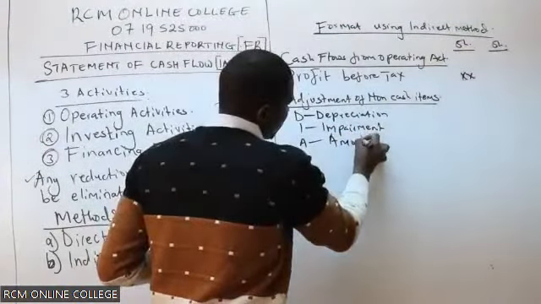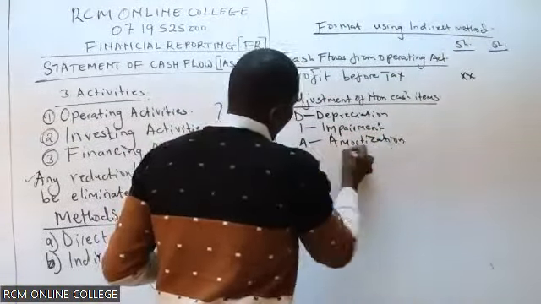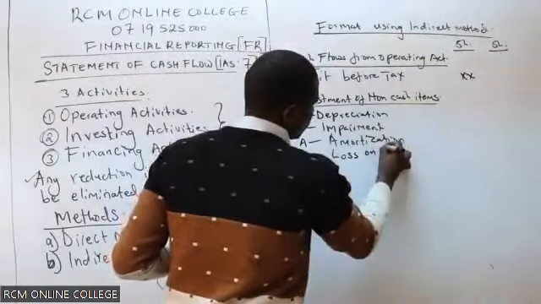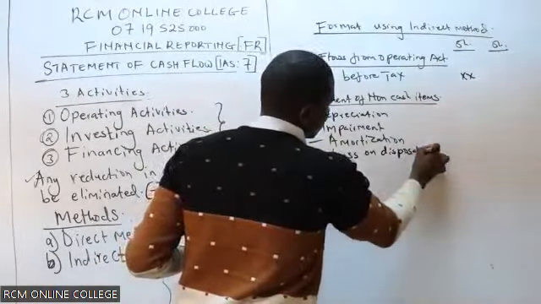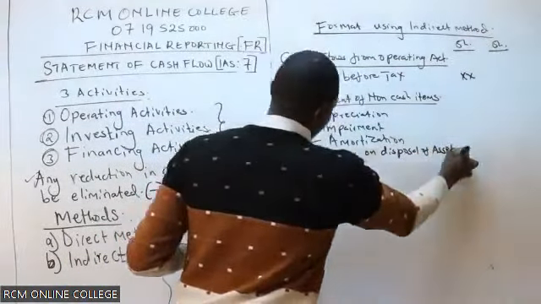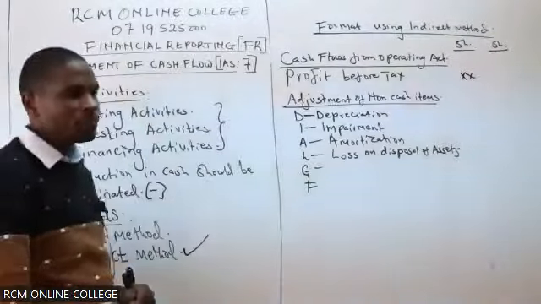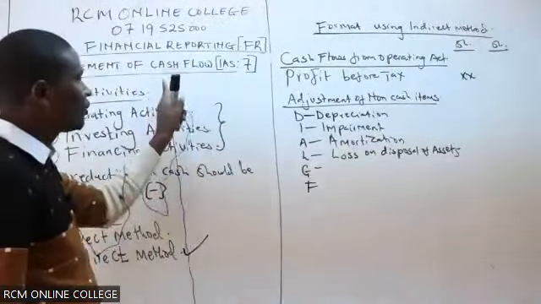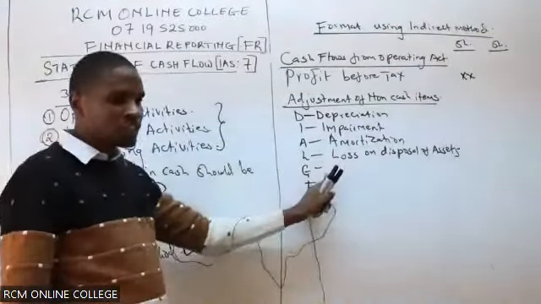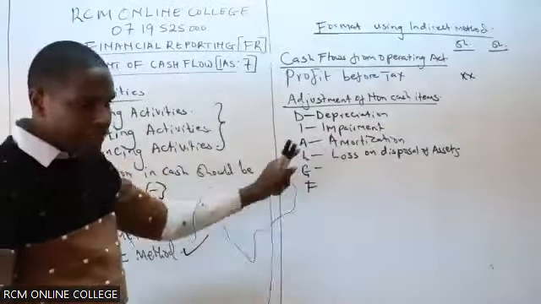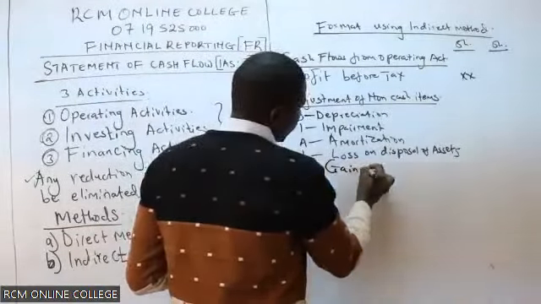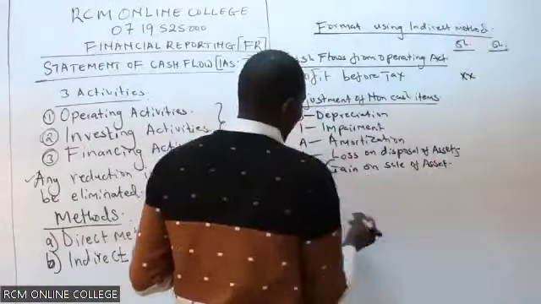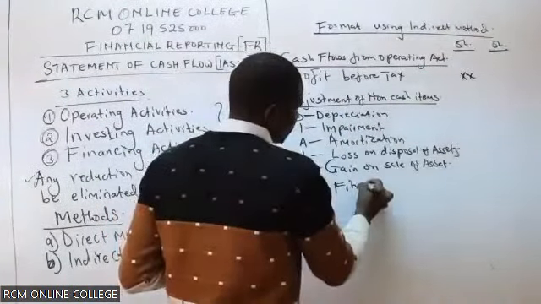Amortization. We have loss on disposal of assets. Next one. G stands for gain, for the new students. Remember, we are looking at a cash flow statement, right? For those who are still joining, we are looking at the cash flow statement. So G stands for gain on sale of assets. We are doing well. Then we have finance cost.